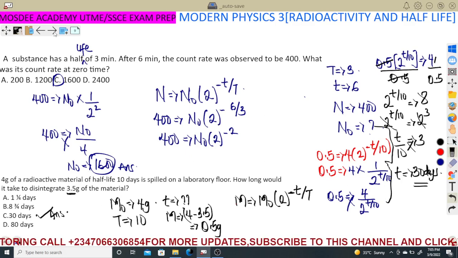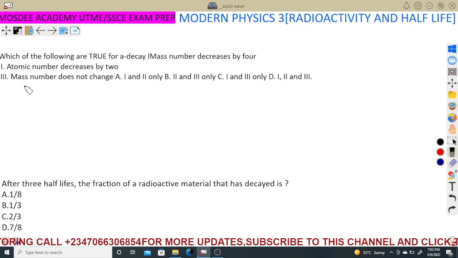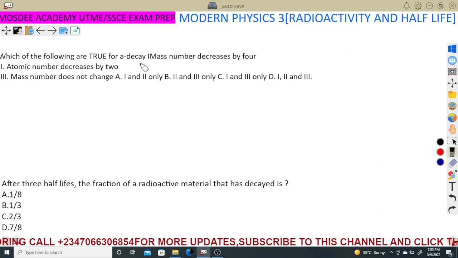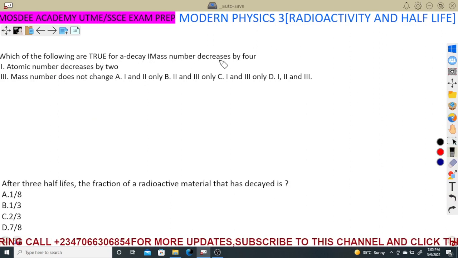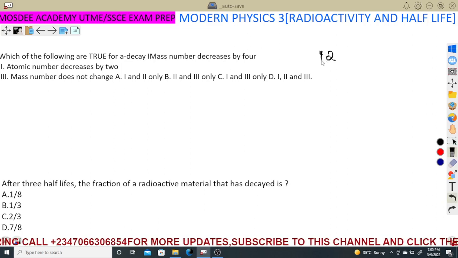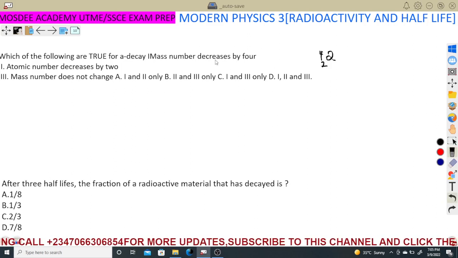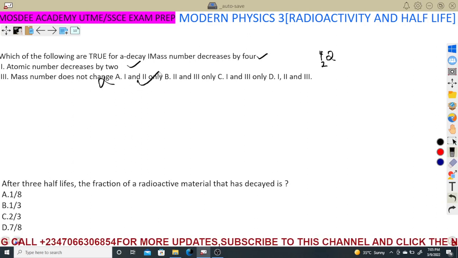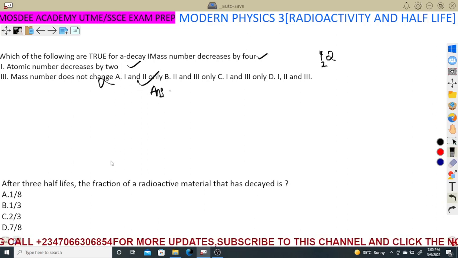So we'll go to the next page. The next page says, which of the following are true of alpha decay? Mass number decreased by 4 for alpha particles. Atomic number decreased by 2. This is correct. This is correct. Mass number does not change, this one is wrong. So the answer is 1 and 2 because we have talked about it.